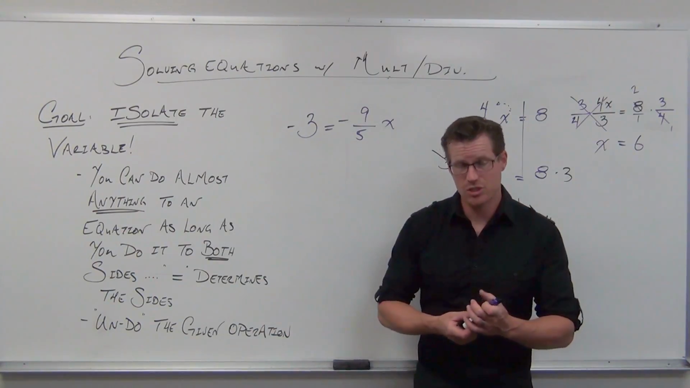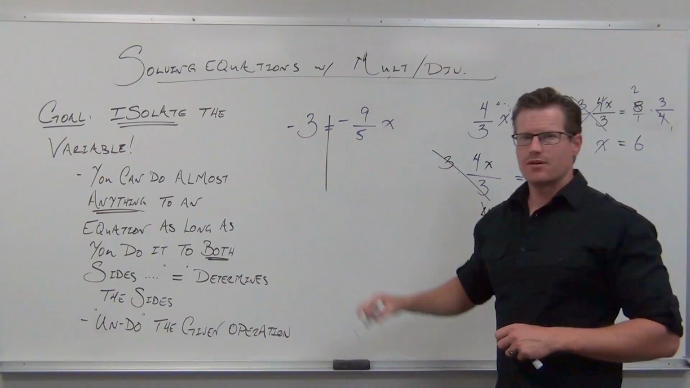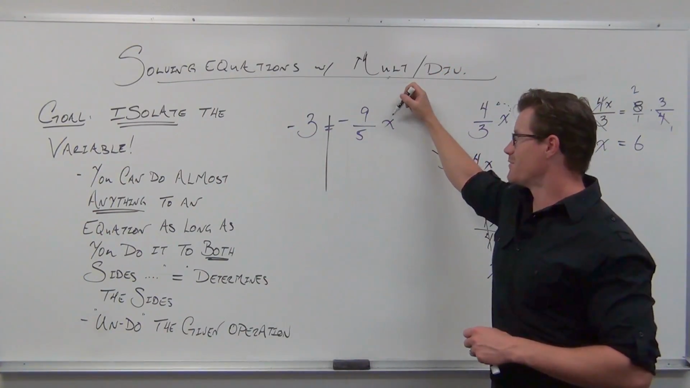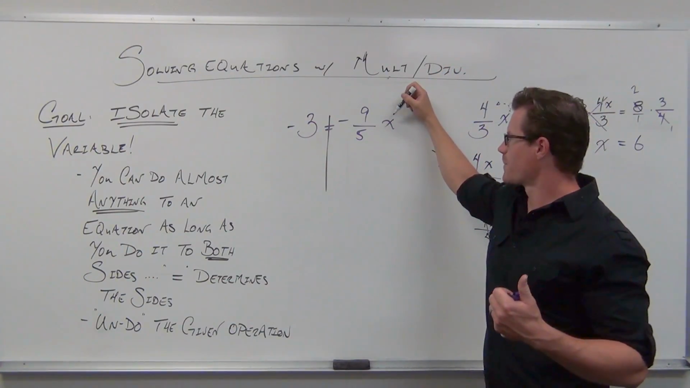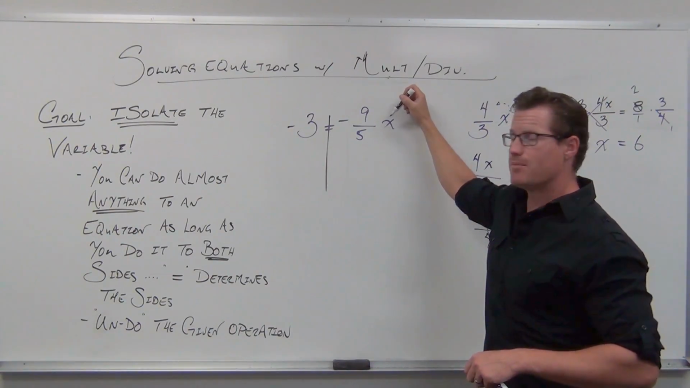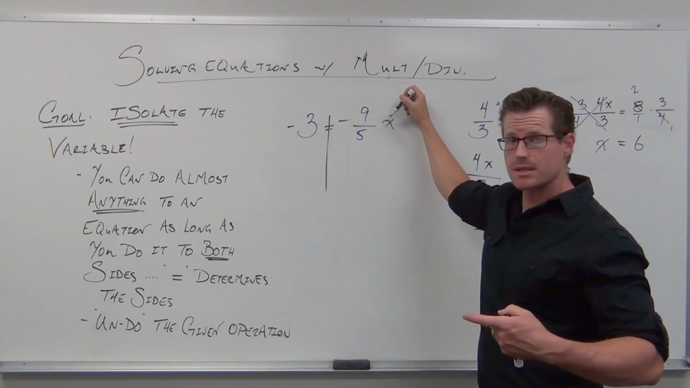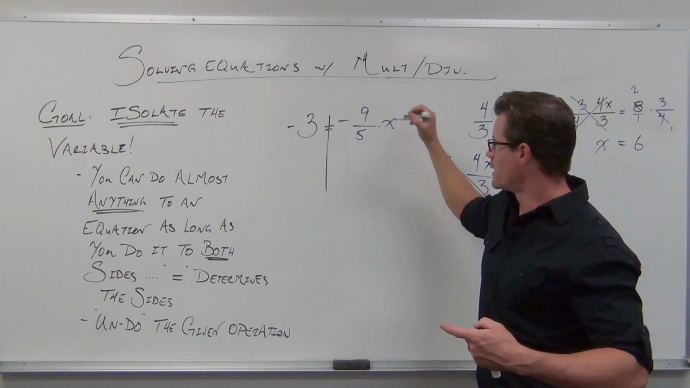So I have my equation. That means I've got two sides. I also identify where my variable's at. So I got my variable x, just one variable on the right-hand side, but it's not by itself. It's not isolated. I want that by itself. So how are we going to get it by itself? Let's look how it's connected. This is connected by multiplication.